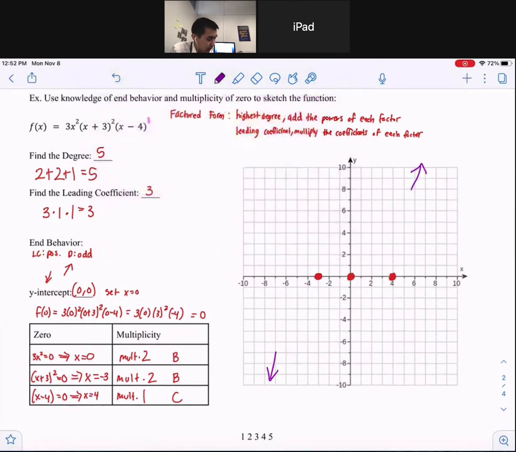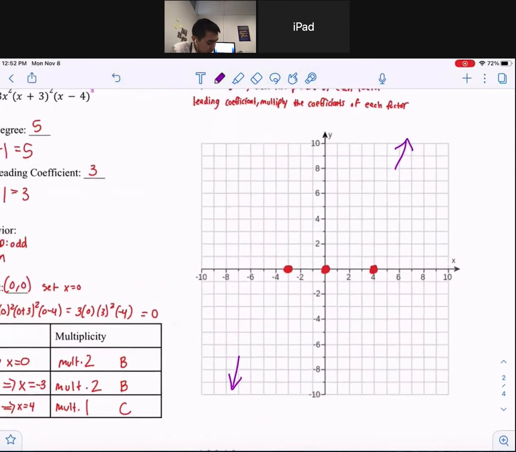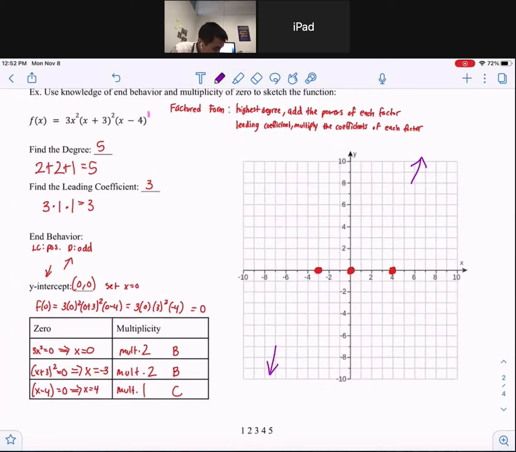So now let us graph. When we're graphing this, everybody, we are approaching the 0 x equals -3. At x equals -3, it was multiplicity of 2, which means it bounces. So it's going to bounce off of that x-axis, okay? Now the next 0 we're approaching is x equals 0. At x equals 0, everybody, it's going to bounce again, because that's a multiplicity of 2.